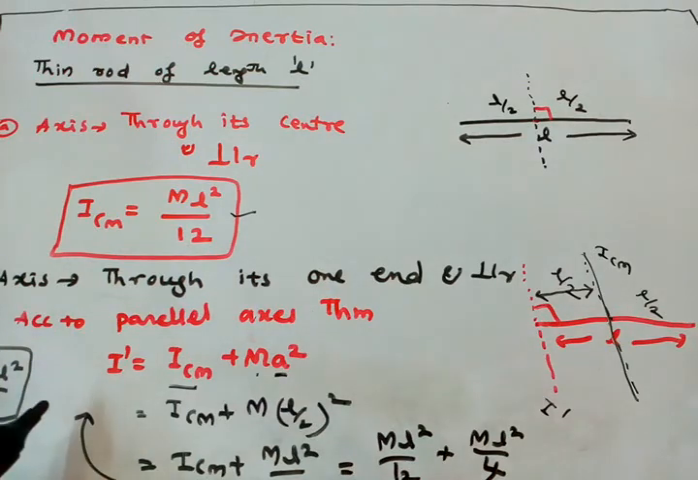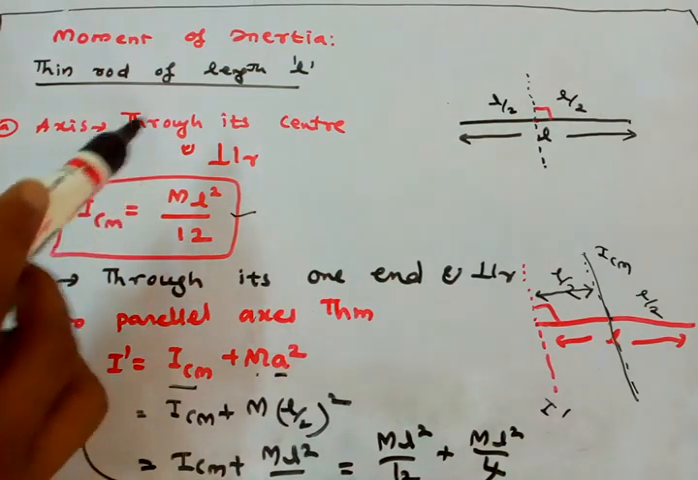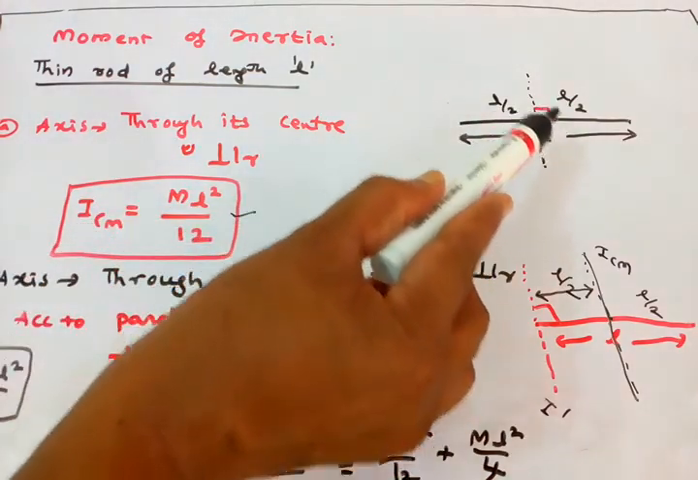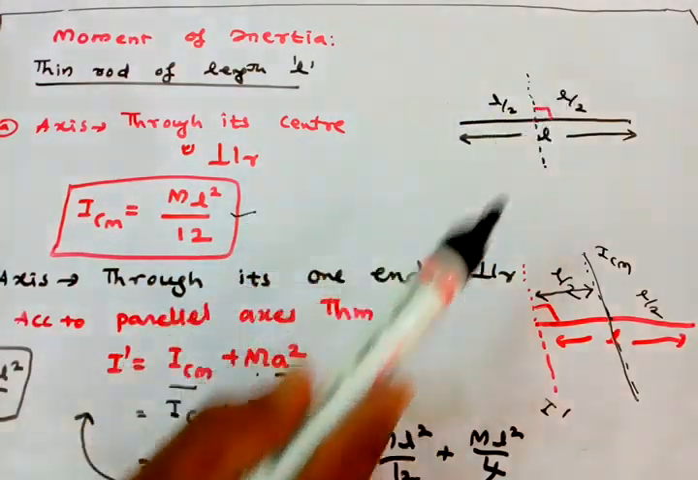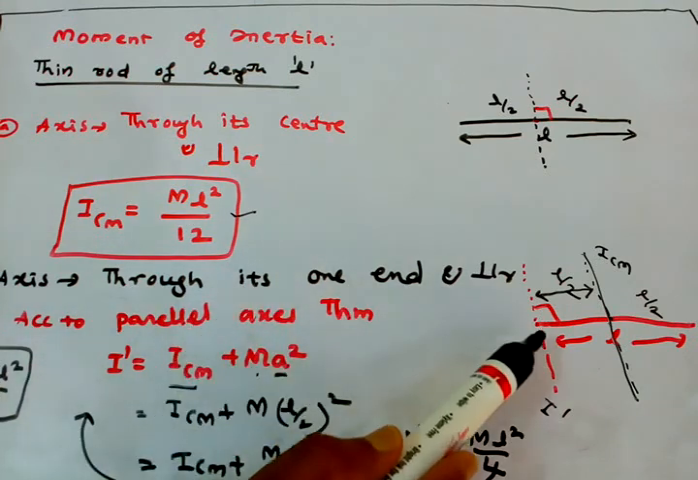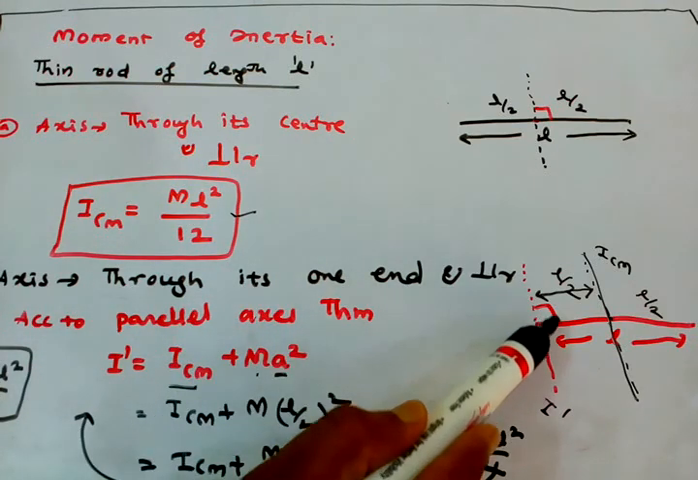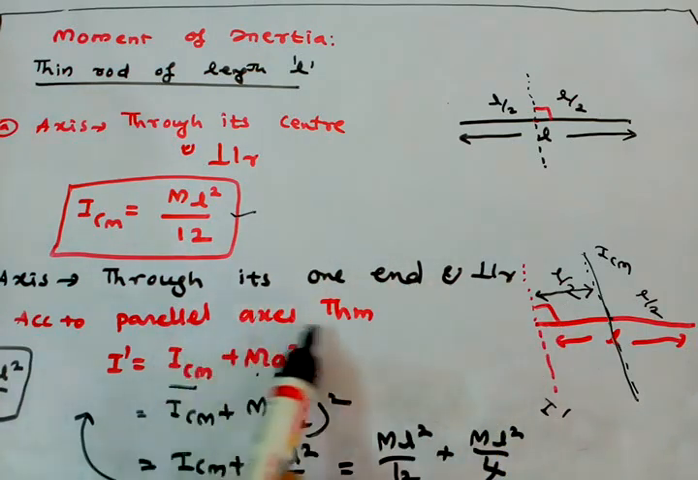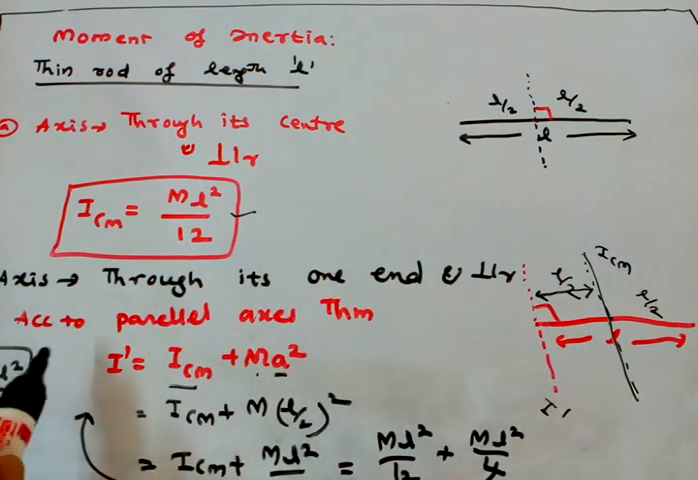So I discussed two cases. The first case is the axis passing through its center and perpendicular to the rod. The second case is the axis at one of its ends and perpendicular to the rod. According to the parallel axis theorem, I calculated the moment of inertia about the axis at one end, that is ML square by 3.